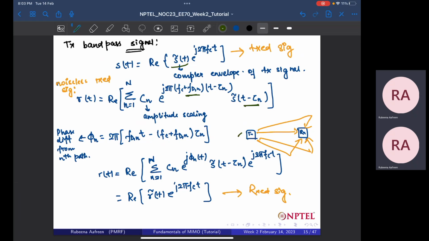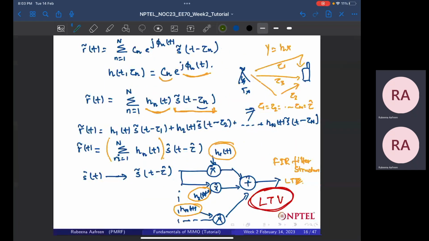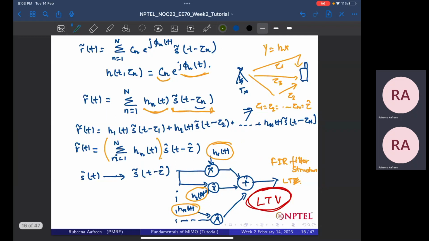So we have the transmitter and we have the receiver, and we have multiple paths from the transmitter to the receiver. Suppose this is for tau 1 time lag, this is tau 2 time lag, this is tau n time lag. So from here we can see that we have modeled all of this into phase phi n. Then we have simplified our equation like this, and taken all of this as RT. So from here we get the received signal as a product of some coefficient and the transmitted signal. So from there we get the channel model.